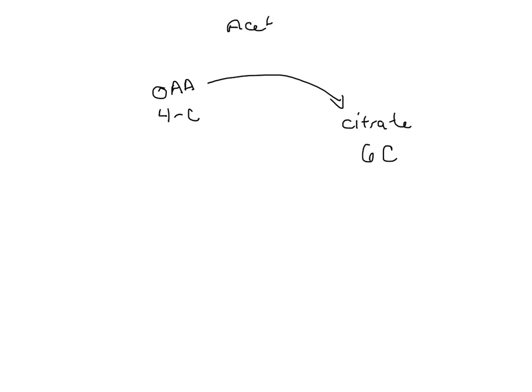All right, so we're going to start with OAA, which is oxaloacetate, and it is 4 carbons. All right, that is going to be converted to citrate, which has 6 carbons. Okay, and then we have our acetyl-CoA, all right, that's going to come in and combine with our OAA, and this is a 2-carbon molecule.